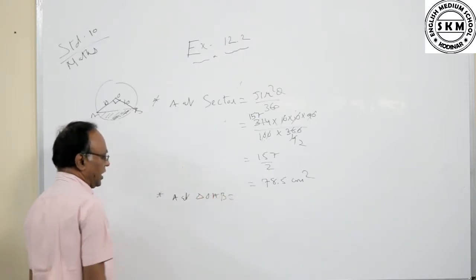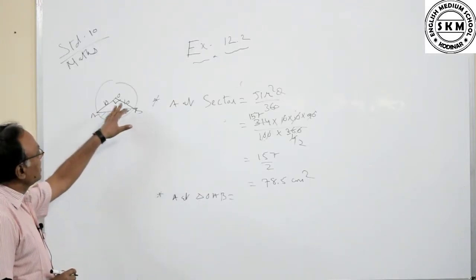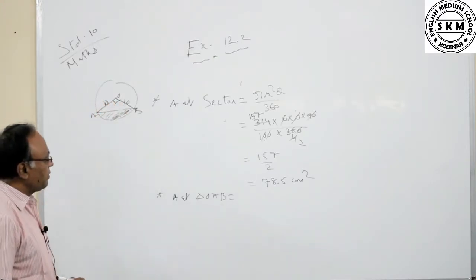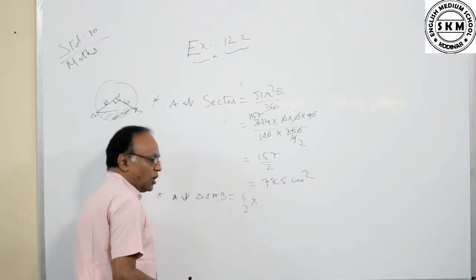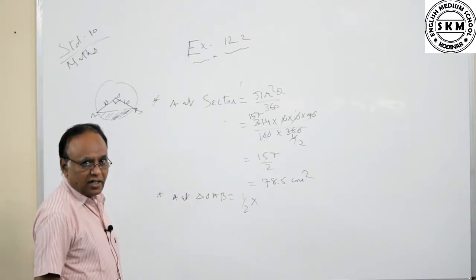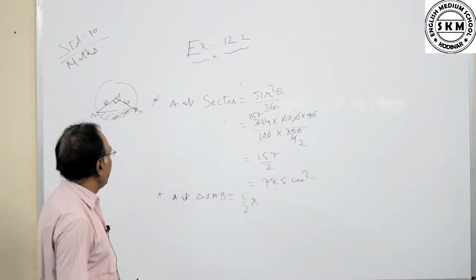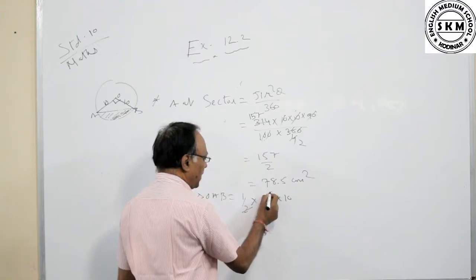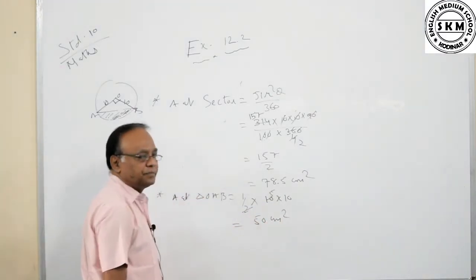Now we want to find the area of triangle OAB. For the segment, we take the sector minus the unshaded portion, that is, minus the area of triangle OAB. It is a right angle triangle, so half into the product of the two sides containing the right angle. Here those are the two radii. So it is half into 10 into 10, which is 50 centimeter square.